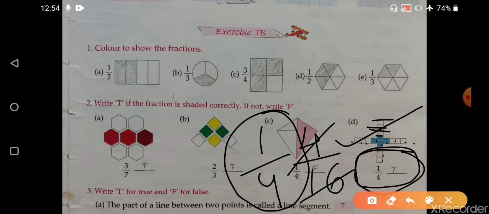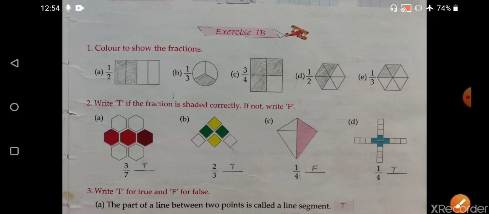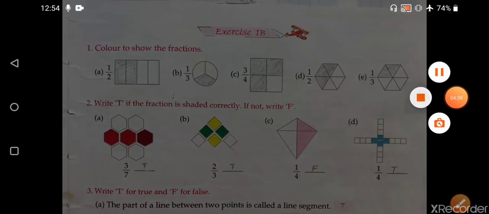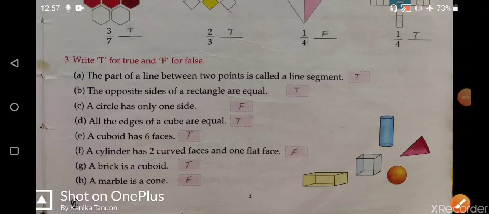So this figure is shaded correctly and it is true. I hope this is clear to you all. Coming to the third question, write true or false for the statements. So the first statement is, the part of a line between 2 points is called a line segment, which is true.